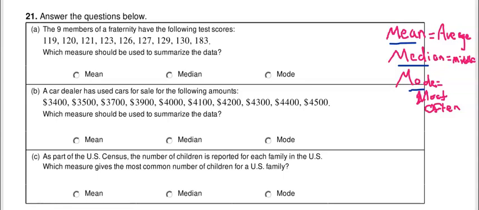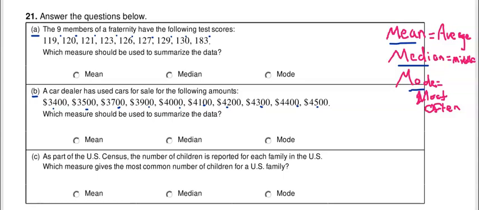So if you wanted the mean of A, you would add up 119, 120, 121, 123, 126, 127, 129, 130, 183. You would add all of those up and divide by 1, 2, 3, 4, 5, 6, 7, 8, 9 numbers in the data set, and that would give you the average. Same thing for B, you would add up each one of these numbers, and then divide them by the number of numbers in that data set, 1, 2, 3, 4, 5, 6, 7, 8, 9, 10. Okay, and so that's how you would find the mean.